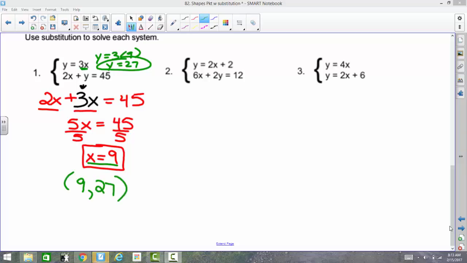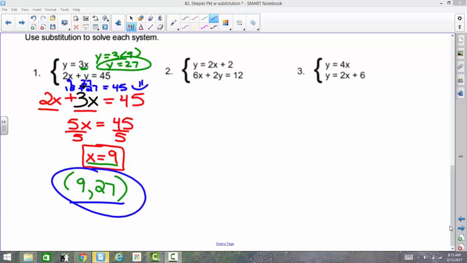27. Now, it's a really good idea to check your work. So if you plug 9 in for x, and if you plug 27 in for y, 2 times 9 is 18. Is 18 plus 27 45? Yes, so you are certain this is correct. Number 2.